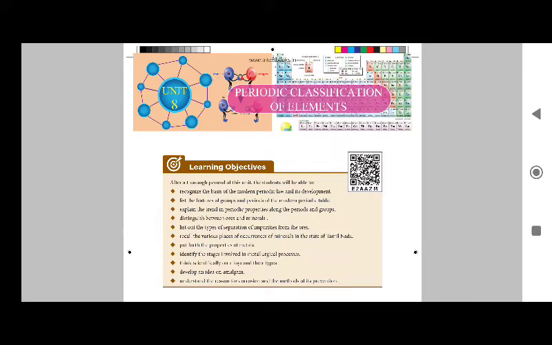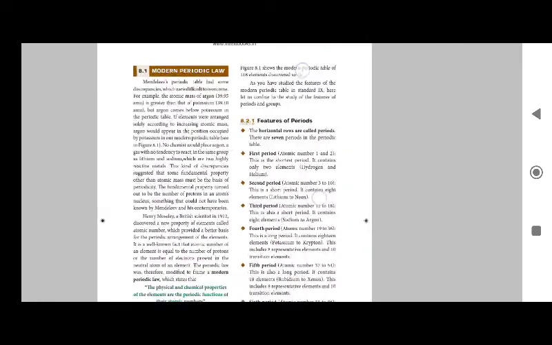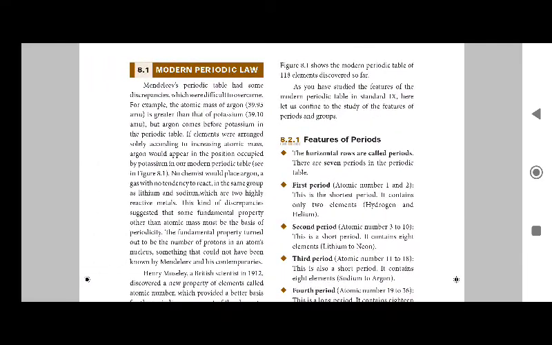Right. So the first page, if you see, modern periodic law. Mendeleev's periodic table had some discrepancies which were difficult to overcome. For example, the atomic mass of argon, 39.95 AMU, is greater than that of potassium, 39.10 AMU. But argon comes before potassium in the periodic table. All these concepts you learnt in your 9th standard. The follow-up of 9th standard is your 10th, and in higher secondary, the follow-up of your 10th will be your 11th science group.